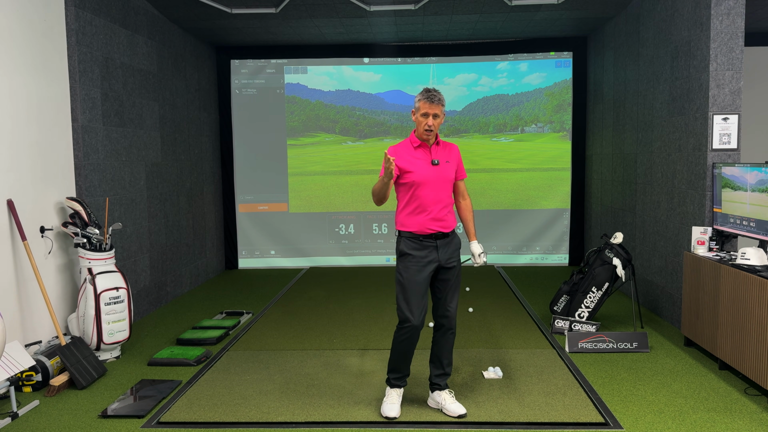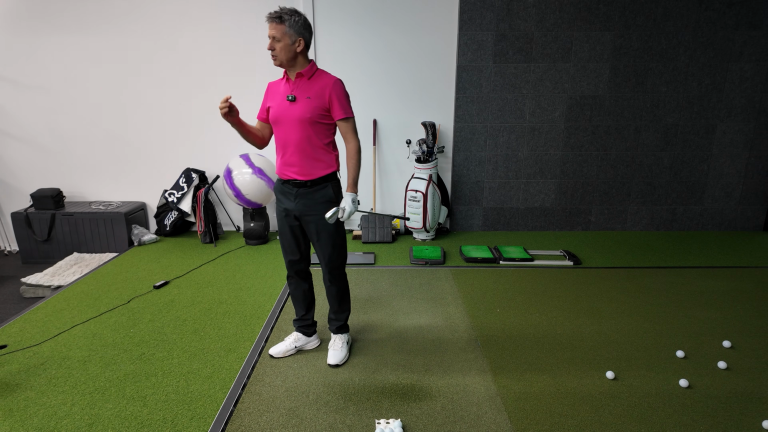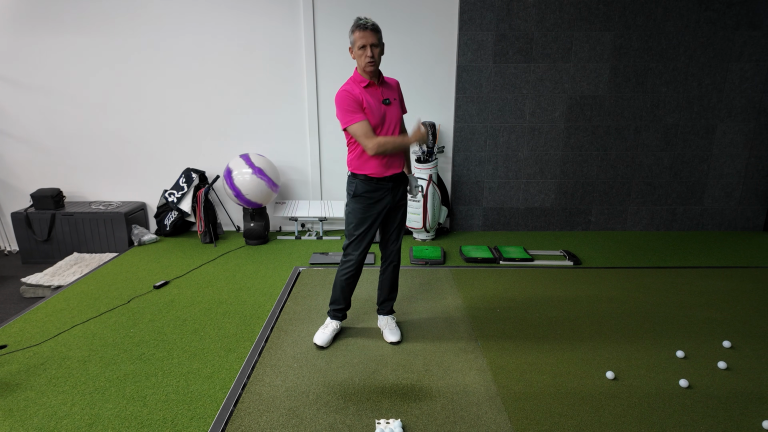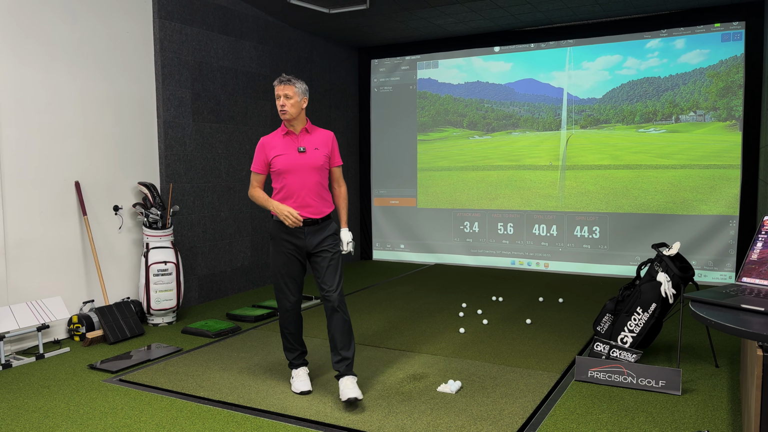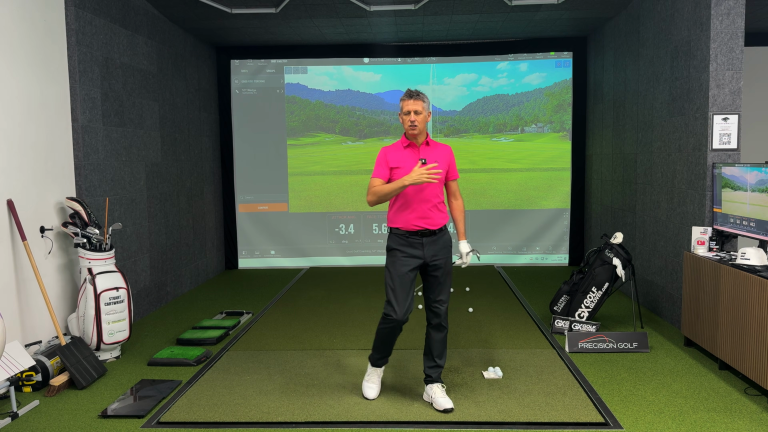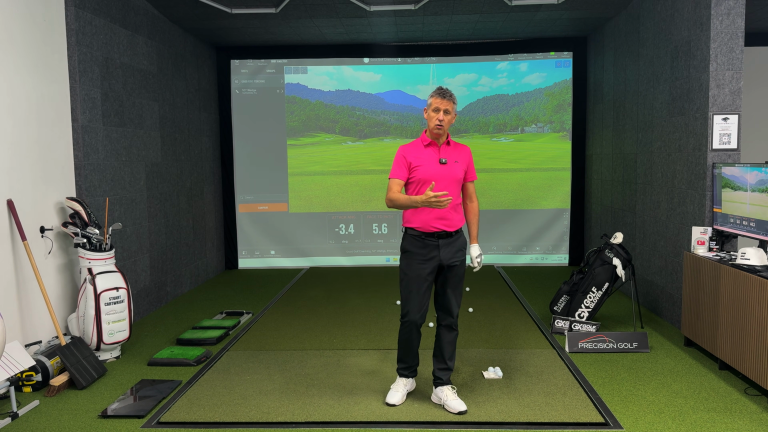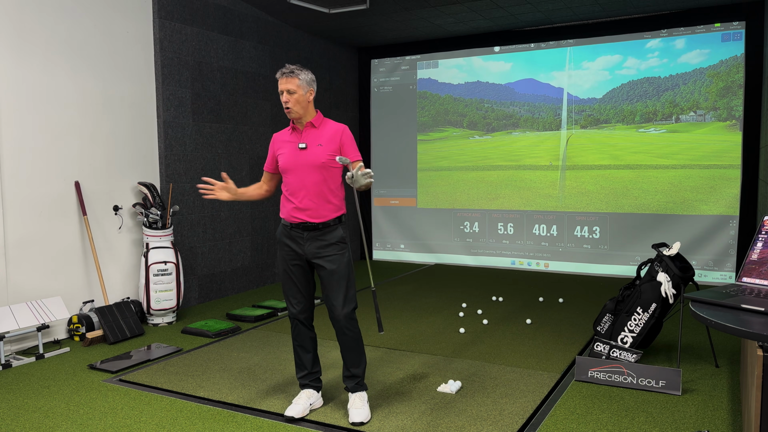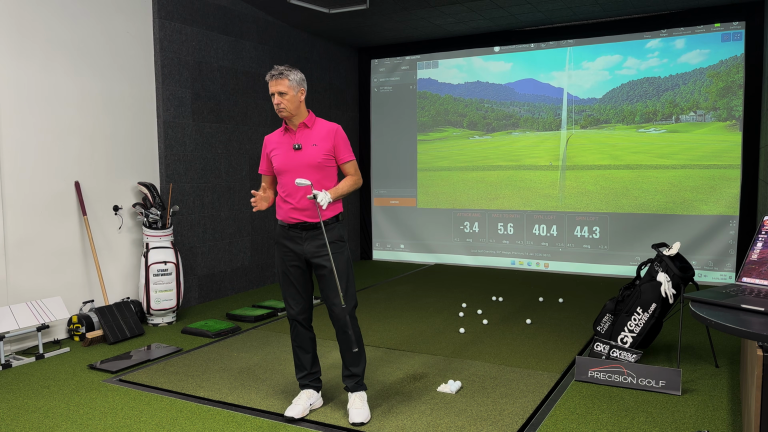So if you're a slicer out there, the chances are you will pull your wedges and you will pull your short irons. If you're a hooker out there, the chances are you will push your wedges. Because when face to paths are open, ball paths go left. When face to paths are closed, ball paths go right. And your wedge play will be affected by the path more than the face to path.